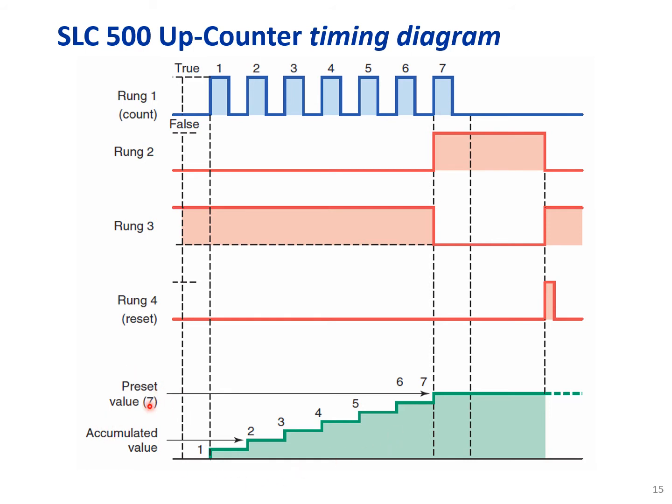And here you can see how the accumulated value is incremented up, and when it reaches the number 7, here at this point, what happens to rung 2 and rung 3, and once the reset push button is pressed, it drops to 0.